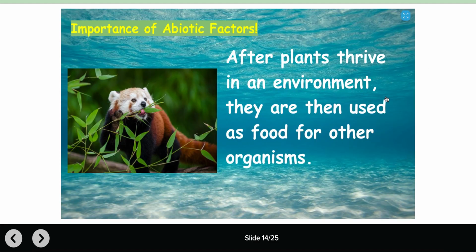All right, so after plants thrive in an environment, they are then used as food for other organisms. We actually mentioned this earlier. We know that plants can be food, and that's why they are biotic factors.